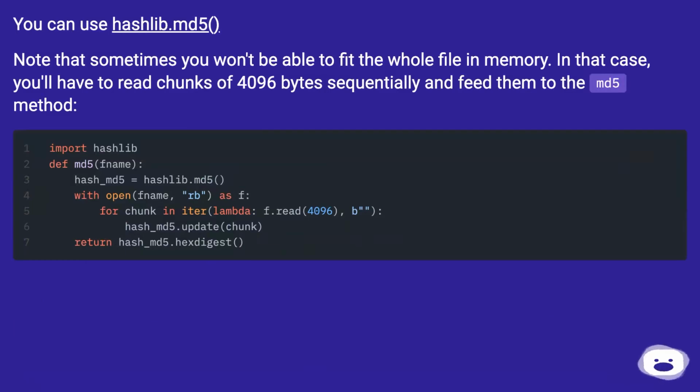You can use hashlib.md5. Note that sometimes you won't be able to fit the whole file in memory. In that case, you'll have to read chunks of 4096 bytes sequentially and feed them to the MD5 method.